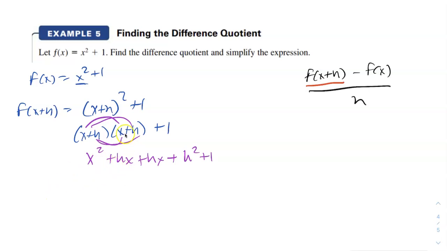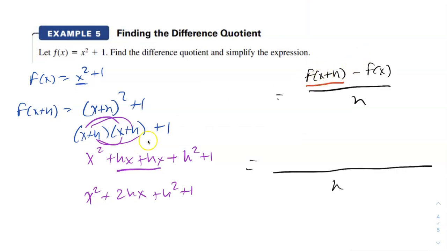So I have all that. Actually, let me simplify. I can add the middle two terms. I get x squared plus 2hx plus h squared plus 1. Remember, all of this is just the f of x plus h part. It's only this part, but luckily for us, that is the hardest part. So let's move on to the second part of this.